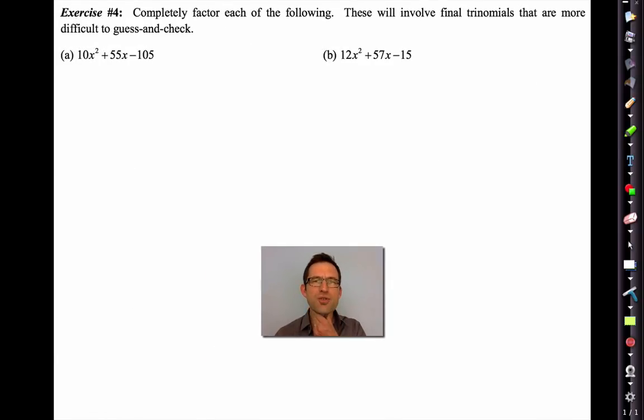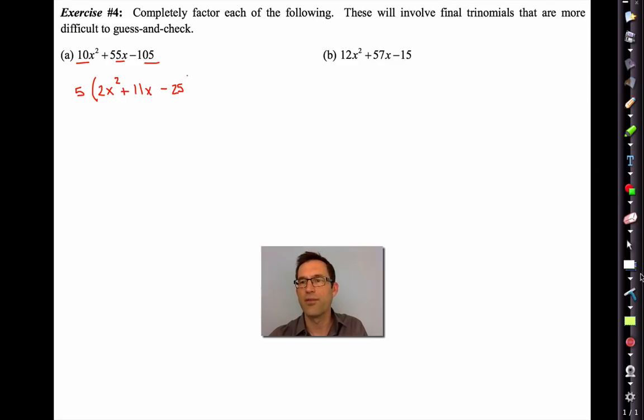All right, so these are 2 trinomials that are going to be a little bit harder in terms of the guessing and checking. So let's do the first one together, okay? And then we'll have you work on the second one on your own. So I'm going to look at this one, and I'm going to look at those 3 terms, and I can see that a 5 will divide into each one of them. Now, when I factor that 5 out, I'll be left with a 2x squared, and 11x, and a 25.